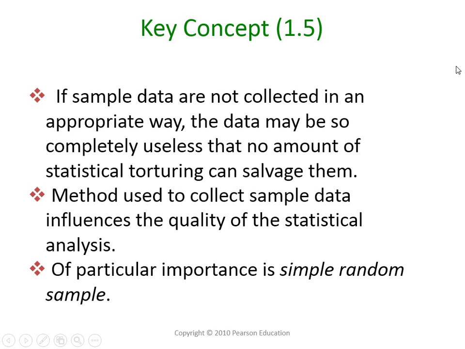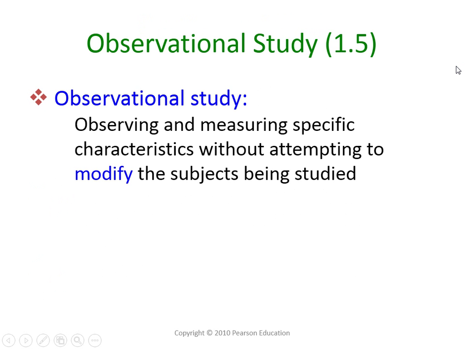So the method used to collect the sample data influences the quality of that statistical analysis. Of particular importance is the simple random sample. You will hear the words simple random sample, I don't know how many times this semester, because having a good simple random sample is an important first step, and it's an assumption that is made before we do the majority of the rest of the statistics we use for the sample data. So making sure that we've got a good sound sample first is extremely important. So going through and looking at what that means is where we're going in this section. First of all, we have the observational study.